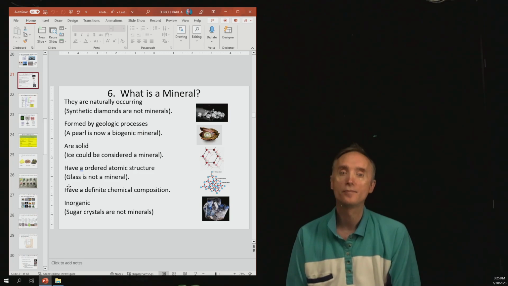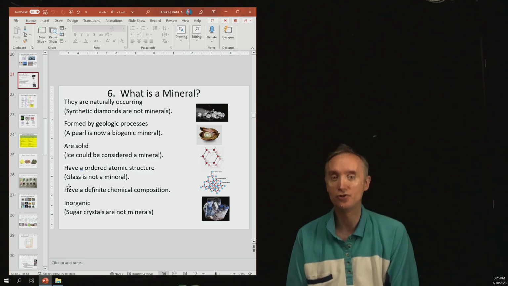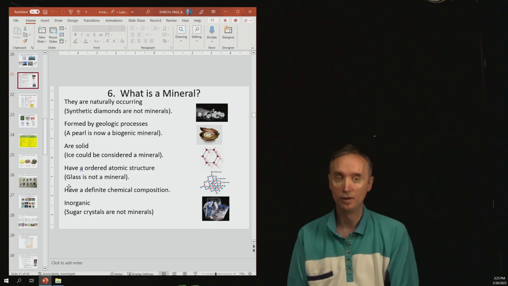And pearls, for example, were not considered to be a mineral, but now they are. So a pearl is now called a biogenic mineral. They are going to be solid. So ice could be considered to be a mineral, but if ice melts and it turns into water, then it's no longer considered to be a mineral.